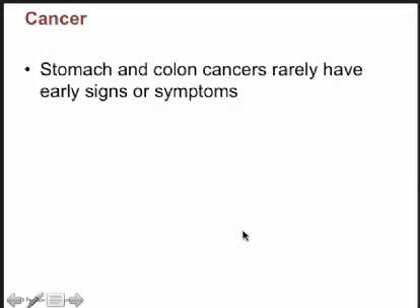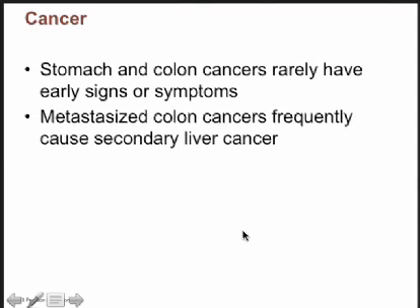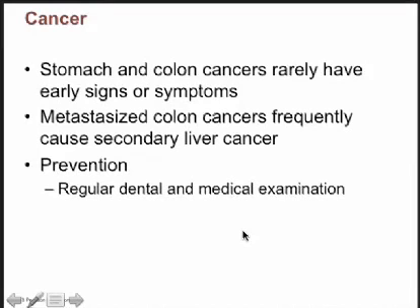Stomach and colon cancers rarely have early signs or symptoms. This is one of the reasons why they have such a high mortality rate. Metastasized colon cancers frequently cause secondary liver cancer. Prevention involves regular dental and medical examinations. The earlier these conditions are detected, the more effectively they can be treated.